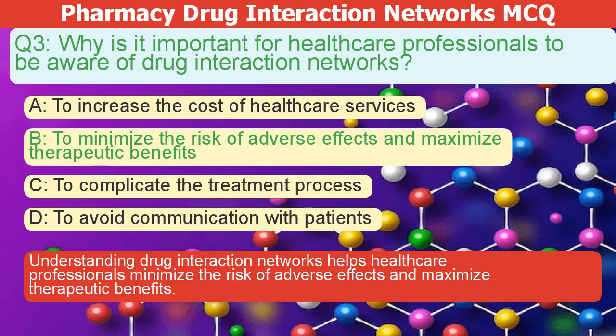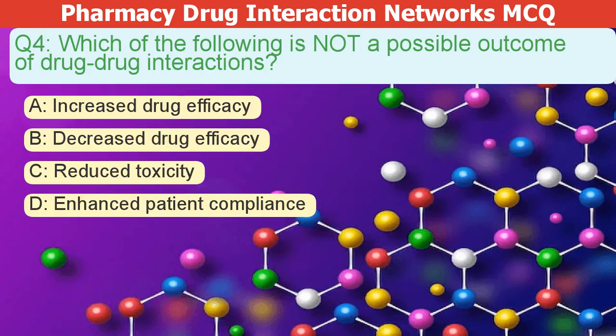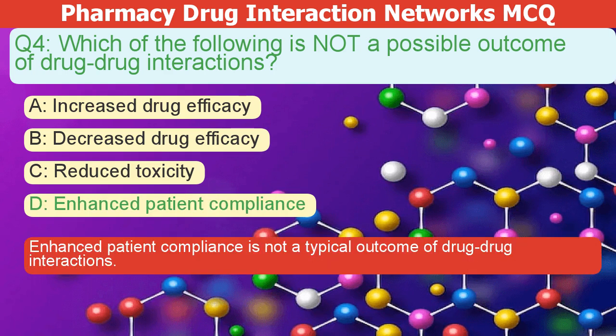Understanding drug interaction networks helps healthcare professionals minimize the risk of adverse effects and maximize therapeutic benefits. Which of the following is not a possible outcome of drug-drug interactions? A. Increased drug efficacy. B. Decreased drug efficacy. C. Reduced toxicity. D. Enhanced patient compliance. The correct answer is D.